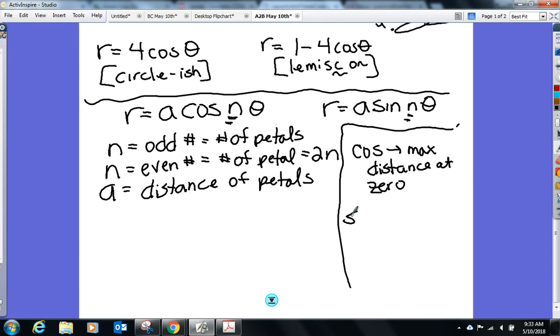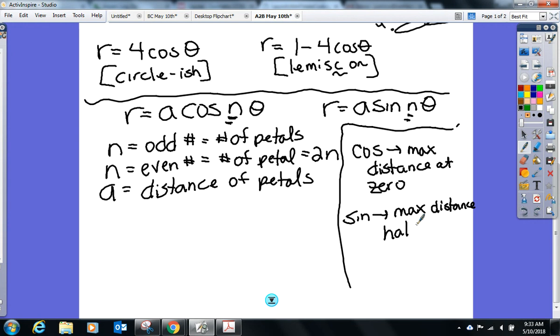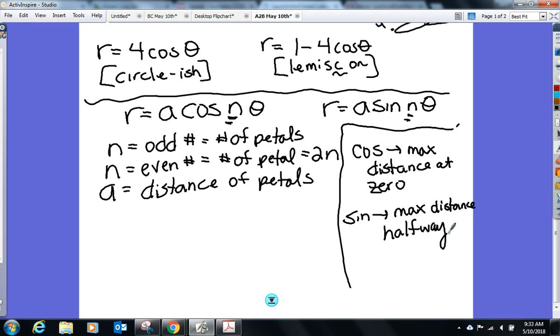If it's sine, the max distance is halfway. And I'll show you what I mean when we get to it. And this is only for graphs that are in this form, which is today. Okay, anything else, we can just use the table like we've been doing to plug it in our calculator, write down the values.